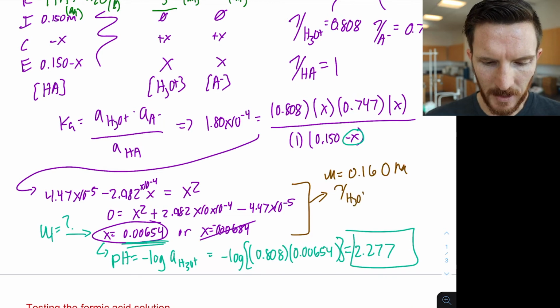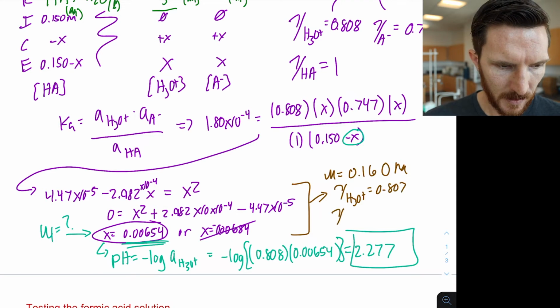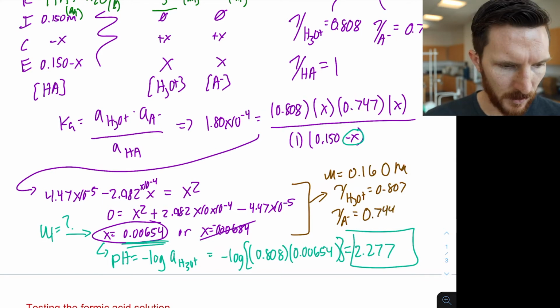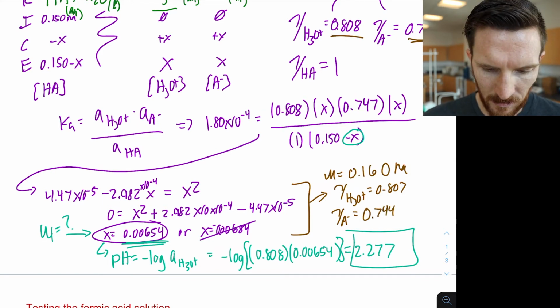Now what does that do to our gamma values? That's going to give us a gamma of H3O+ of 0.807, and a gamma value of our A- of 0.744.